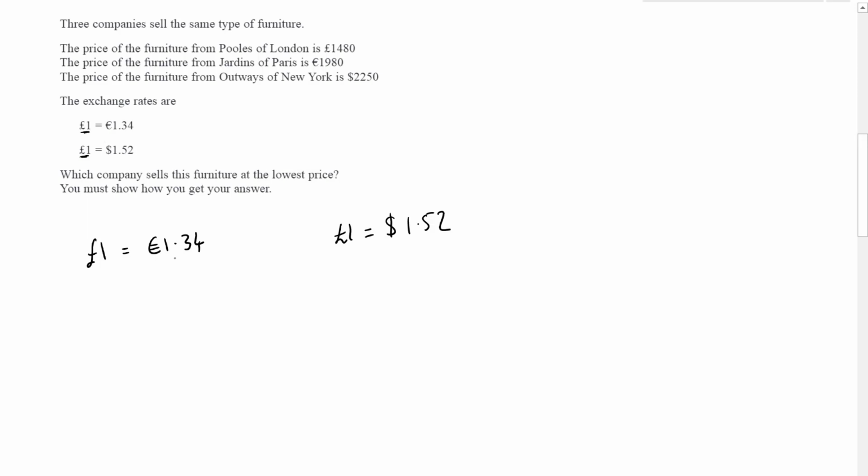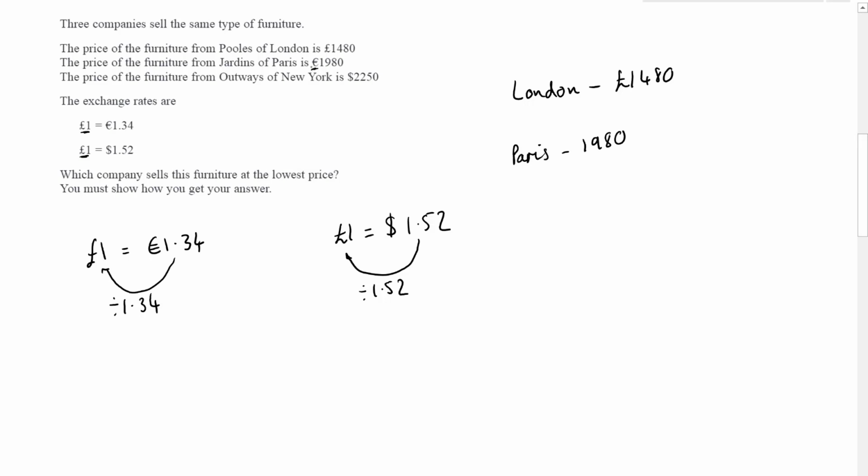So again, because this is in pounds is the one, we want to convert everything into pounds. So to convert from euros to pounds, we divide by 1.34, and to convert from dollars to pounds, we divide by 1.52. Therefore, the price in London, so I'm going to write these over here. So the price in London stays the same, so that's 1,480. The price in Paris is going to become the 1,980, but we want to convert from euros to pounds, so we're going to divide this by 1.34.